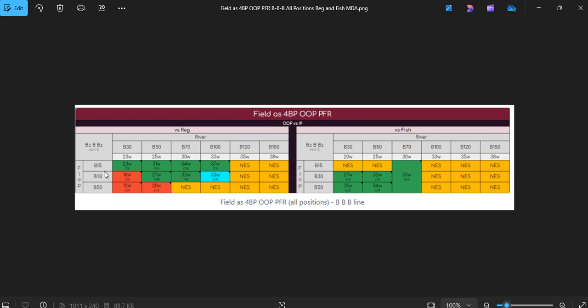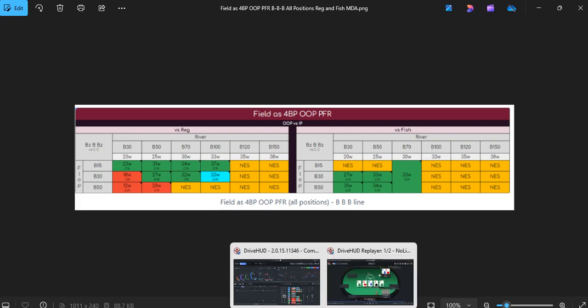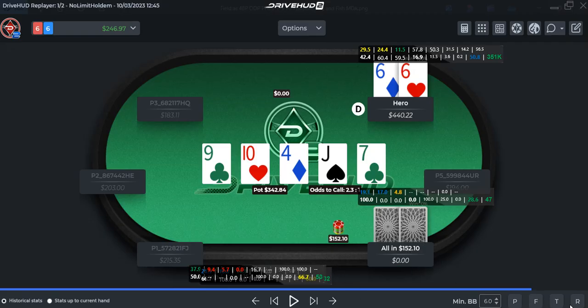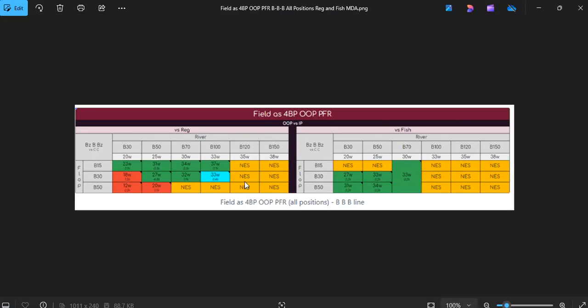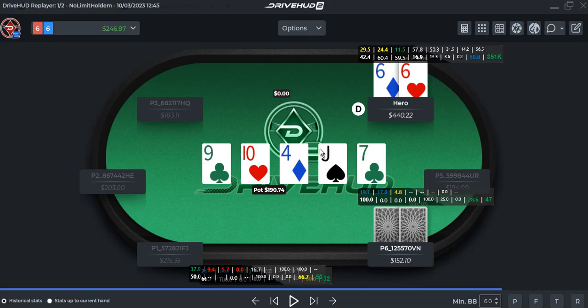What do you notice? What sizing did he use on the river? Let's take a peek. We see he went 152 into 190, which is 80%. What does 80% say? Well, between 70 and 100, it is over bluffed. Remember, the green is over bluffed with low pair. So on this board texture, we see he's very polarized.